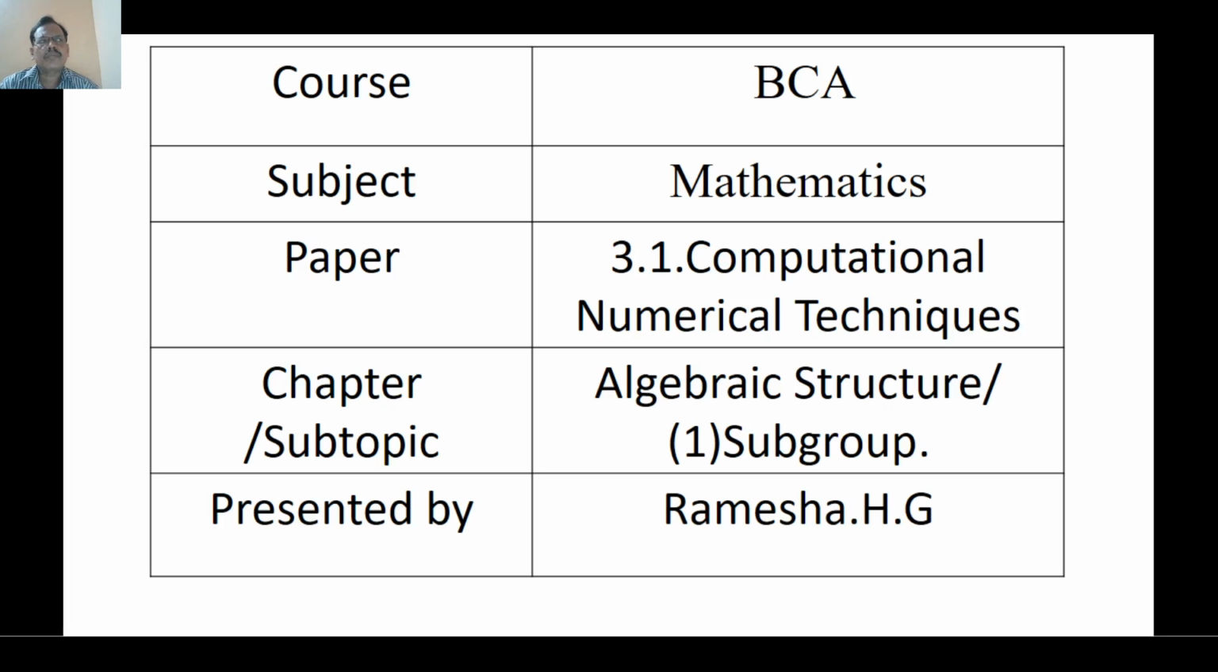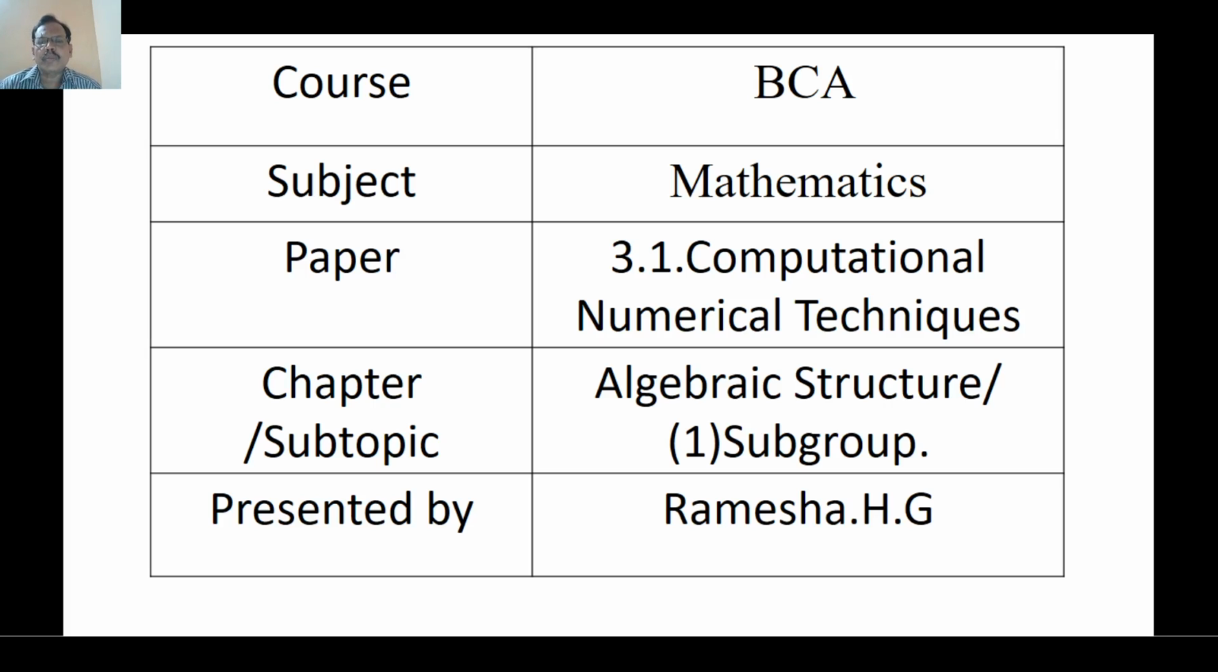Closure property means for all a, b belongs to G, a star b belongs to G. Associative means for all a, b, c belongs to G, (a star b) star c is equal to a star (b star c). Identity property: for all a belongs to G, a star e is equal to e star a is equal to a. Here e acts as the identity element. So every group consists of a unique identity element.